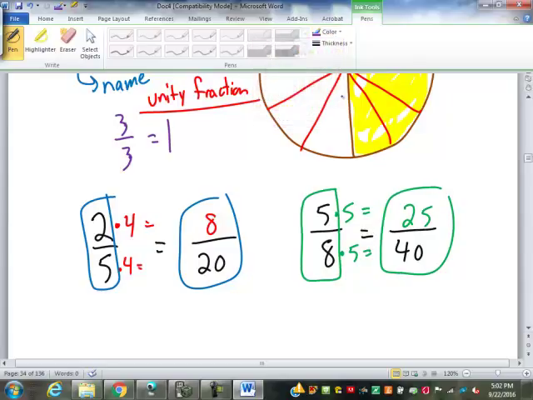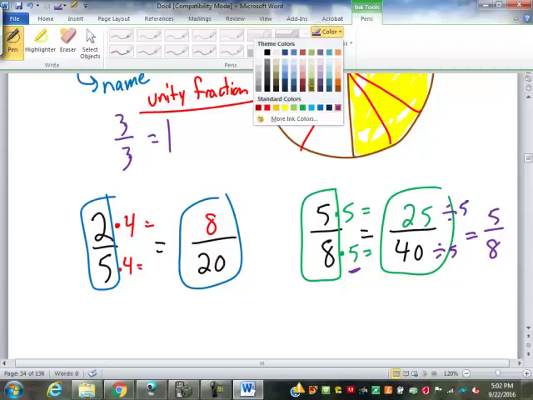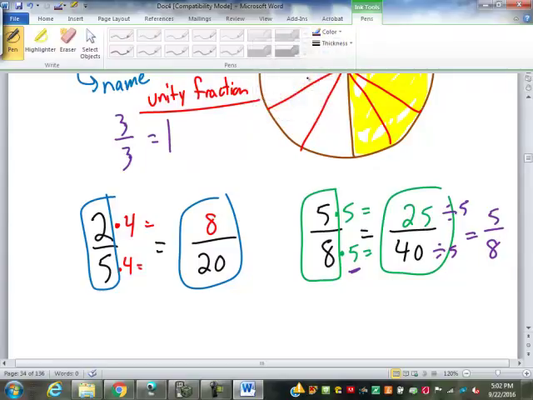Now, if I want to go the other direction and change the name to be smaller numbers, I can just reverse this process. Here, I multiplied by 5. I can divide by 5. 25 divided by 5 is 5. 40 divided by 5 is 8. Questions? We've already established that those are the same, right?